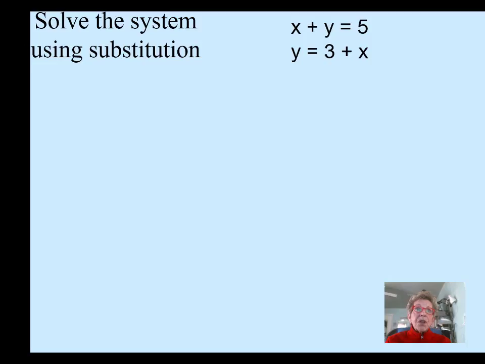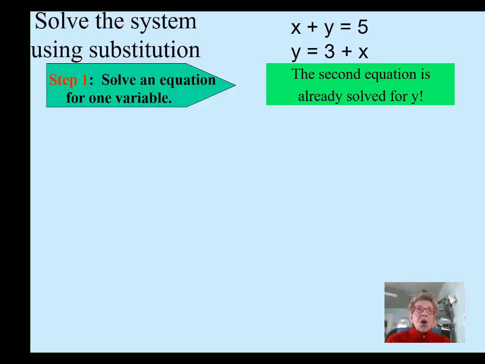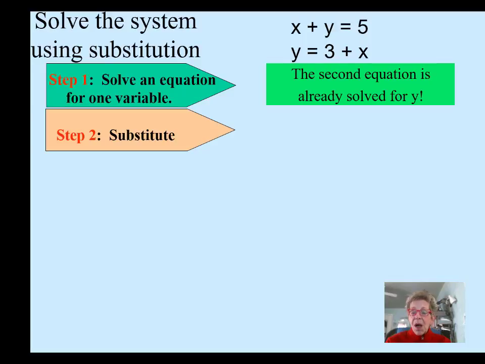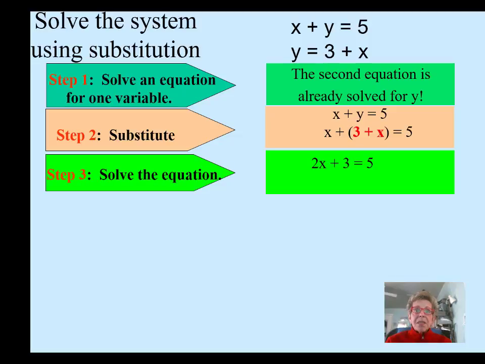The next method we're going to look at is substitution. Step 1, we're going to solve one of the equations for x or y. And as you can see, the second equation is already solved for y. Step 2 is we're going to substitute that piece, 3 plus x, into the y in the first equation. Then we will solve that and we'll get 2x plus 3 equals 5. If I subtract 3 from both sides, I get 2x equals 2. Divide by 2, I get x equals 1. That's half of my solution.